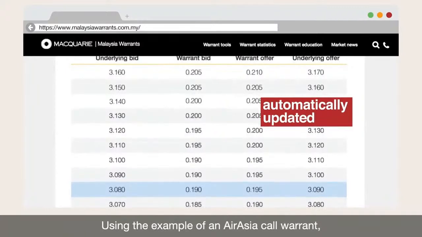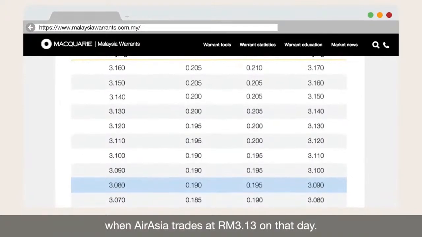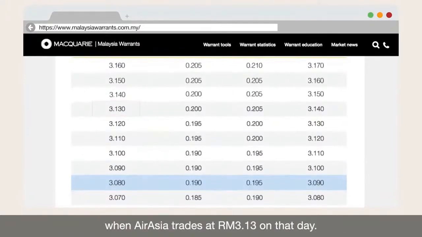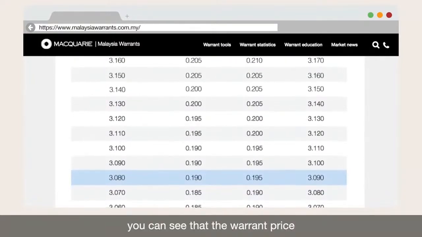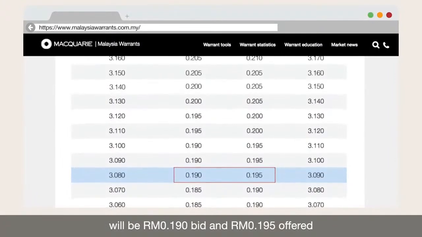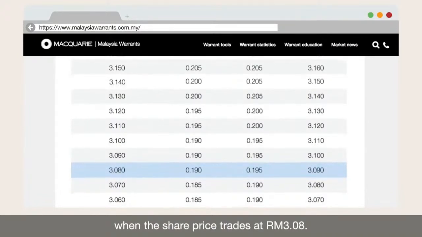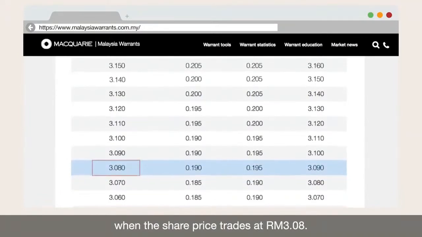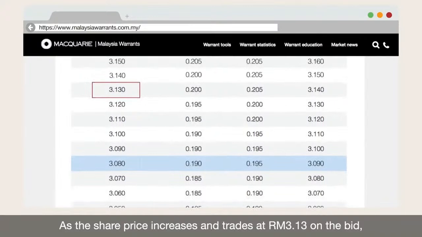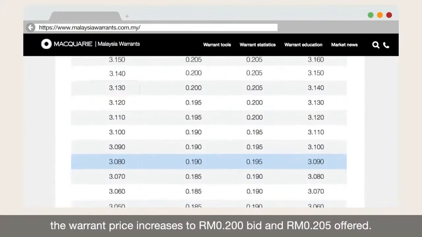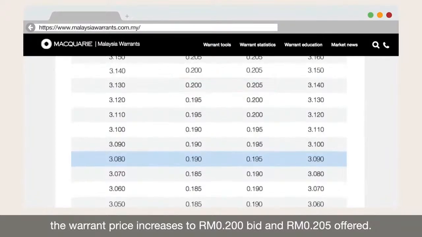Using the example of an AirAsia call warrant, suppose you want to know what the price of the warrant will be when AirAsia trades at 3.13 ringgit on that day. From the table, you can see that the warrant price will be 0.190 ringgit bid and 0.195 ringgit offered when the share price trades at 3.08 ringgit. As the share price increases and trades at 3.13 ringgit on the bid, the warrant price increases to 0.200 ringgit bid and 0.205 ringgit offered.